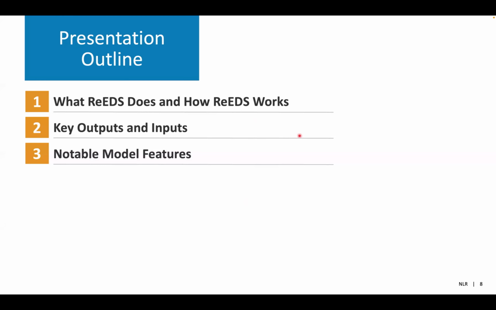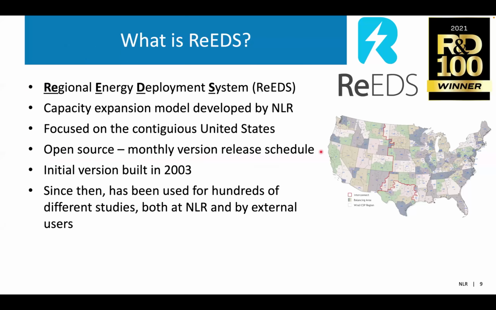So jumping right into it, we'll start in section 1 with the question, so what exactly is ReEDS? So the name ReEDS is actually an acronym that stands for the Regional Energy Deployment System. Contrary to what you might expect, the first RE of ReEDS doesn't stand for renewables, but instead refers to ReEDS being a zonal capacity expansion model designed for the contiguous or lower 48 states of the US. So some additional details about the model.